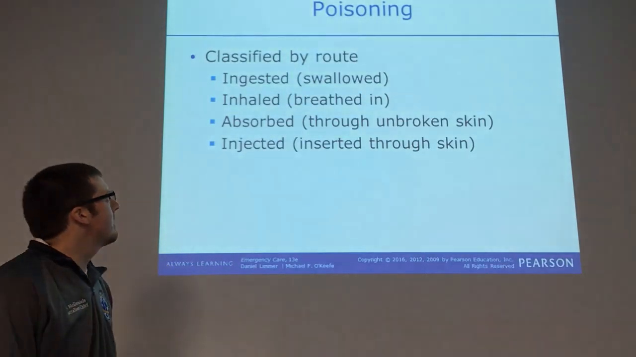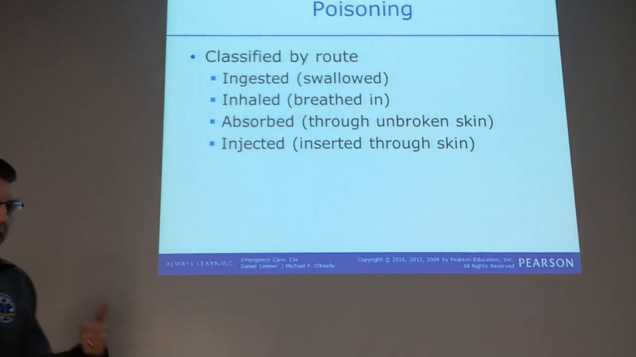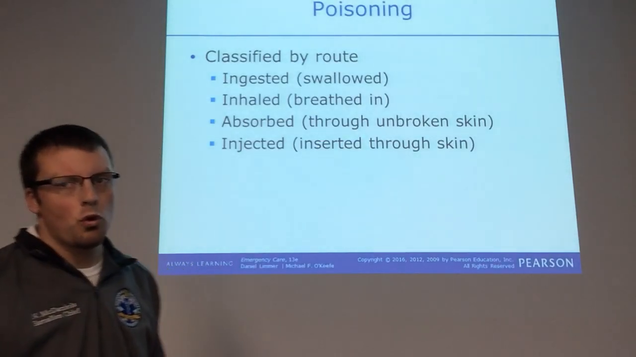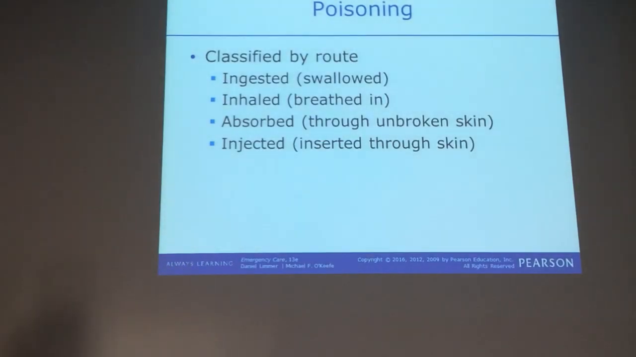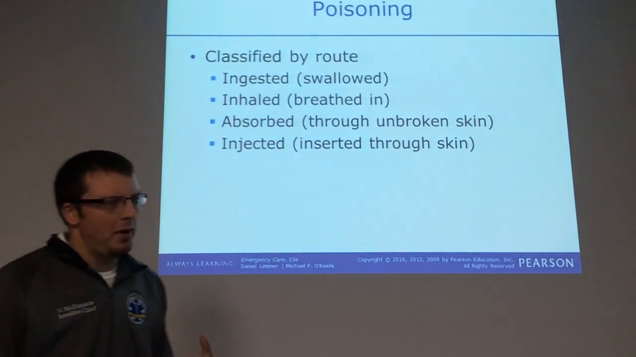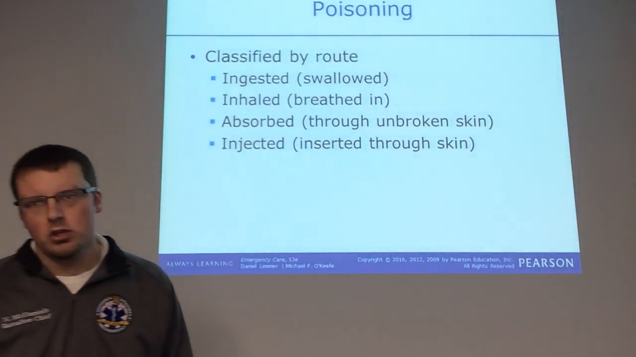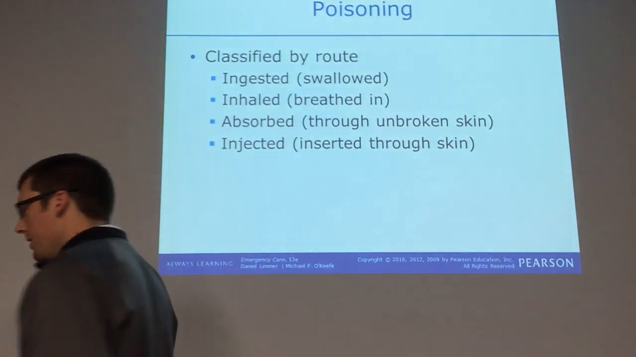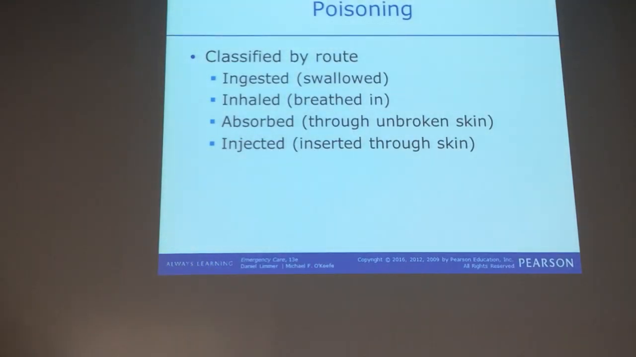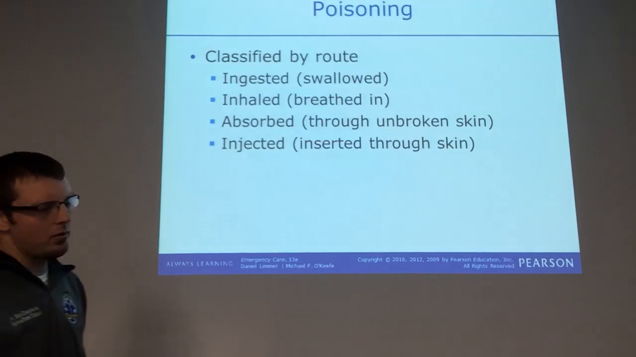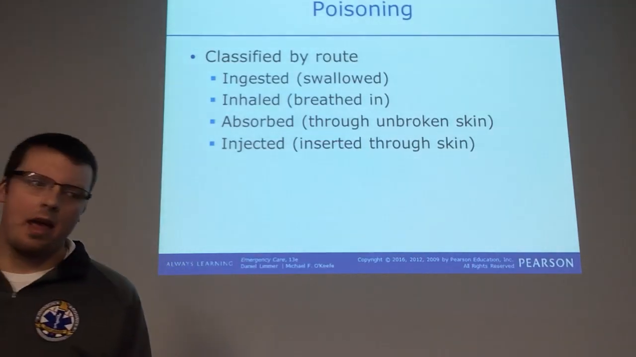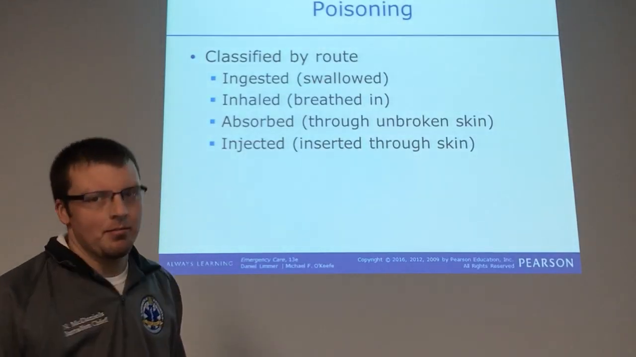So they're classified by route. They can be ingested, they can be injected, they can be absorbed, or they can be inhaled. So different ways we can get a poisoning, right? If you're working on a farm and you're working with a gas, or you're working with some fertilizer and that leaks out, that may be inhaled, or you get something on your skin that can be absorbed.